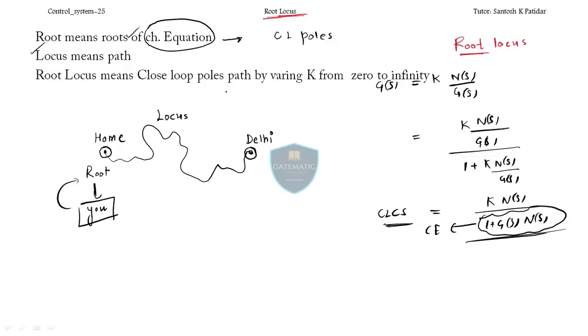So in control system, the root locus means the closed loop poles path by varying k from 0 to infinity. We'll see how we are varying k and how it is the path of the closed loop control system. By common sense we can say, if we are going to discuss the root locus, we are going to discuss the closed loop poles only. Why? Because we are dealing with the closed loop control system stability only. Okay friends, so this is all about this. Let's start the root locus.